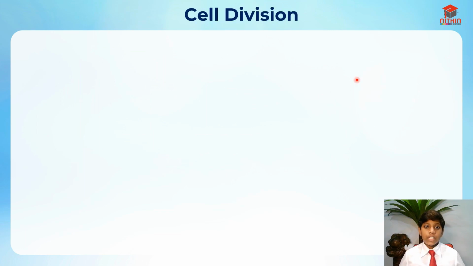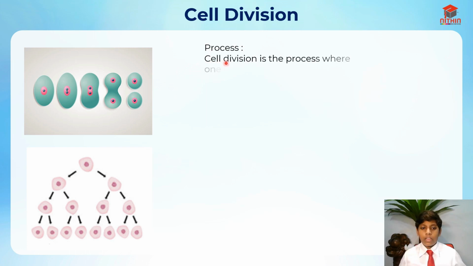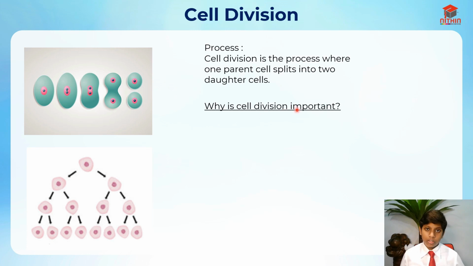Okay, first for cell division. So this is basically cell division. I have two pictures over here. The process is basically whereby one parent cell splits into two daughter cells. Some of you might ask, why is cell division important? Because you do not understand the purpose of cell division, right? So why is cell division important?